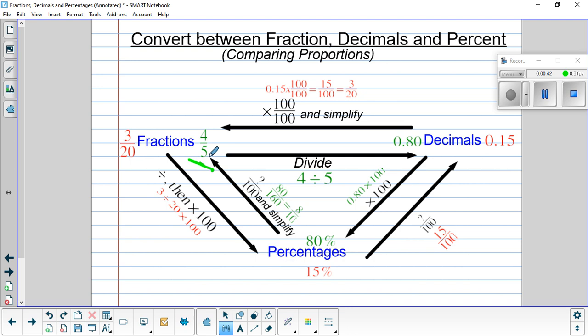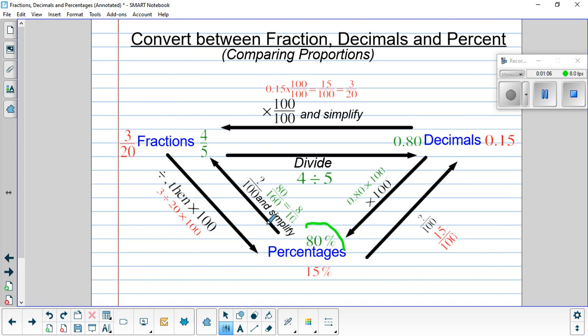If we want to go to a decimal, what do we have to do? We divide. So 4 divided by 5, we get 0.80, which is over here. Then, to get to a percentage from our decimal, we times it by 100, and we get 80%. Then, if we want to go back to a fraction, what do we do?